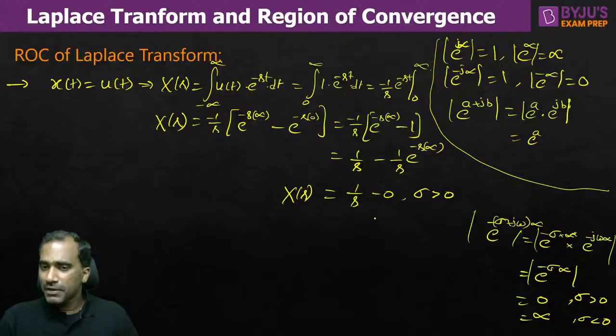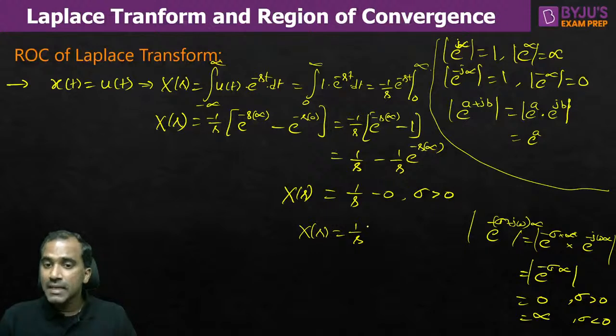For undefined values, there is no point in writing them. When we write a Laplace transform, we write only well-defined cases. We are not interested in cases that are not well defined. So when you write the Laplace transform of u of t is 1 by s.